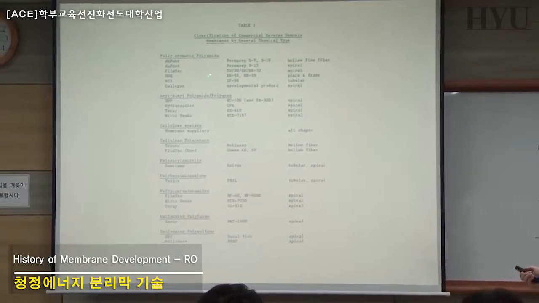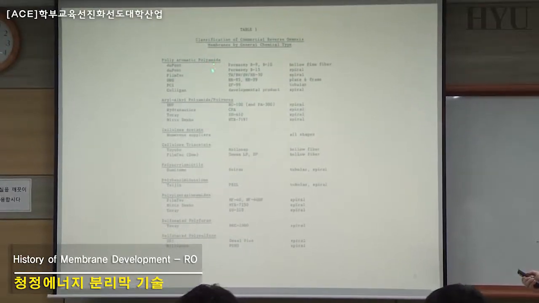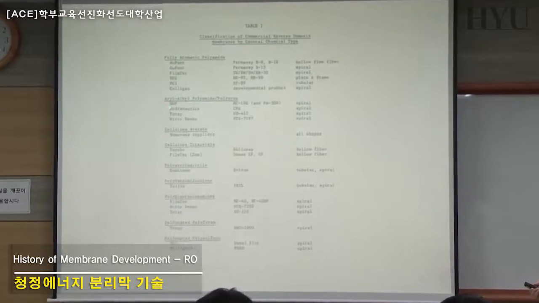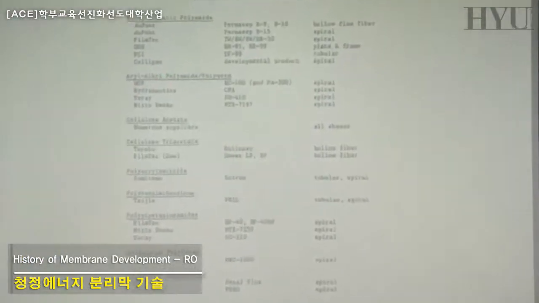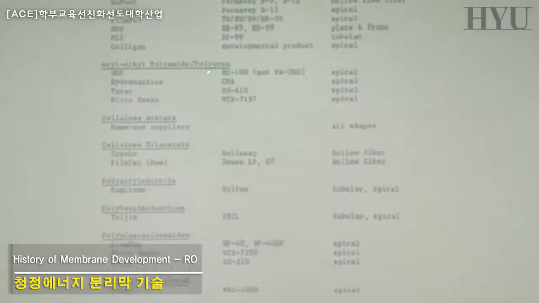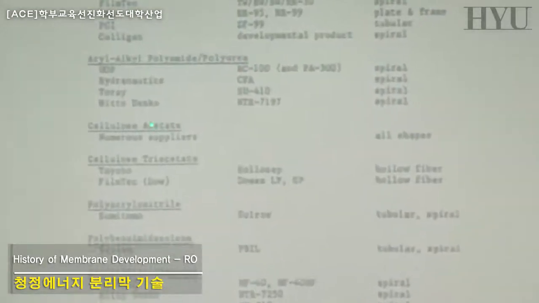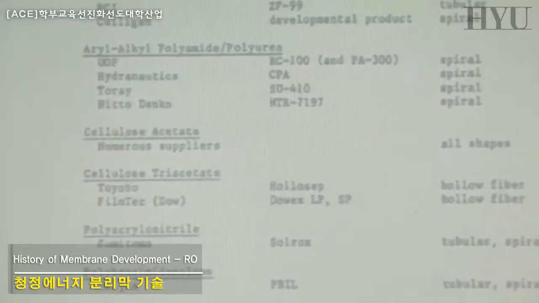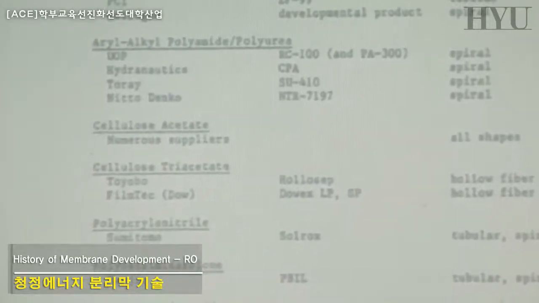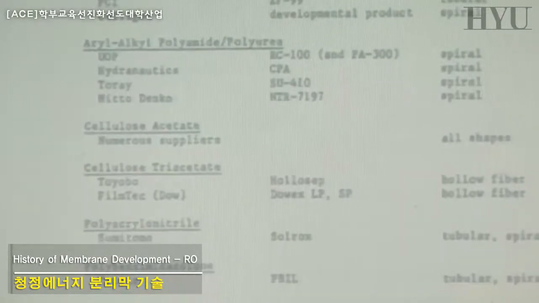We can have fully aromatic polyamides. We can have alkyl amide and aryl amide. We can even have some polyureas. In some cases, the cellulose acetate and triacetates. Acrylonitrile, benzimidazolone, piperazine, sulfonated polyfuran, even sulfonated polymers, the sulfonated polysulfones.